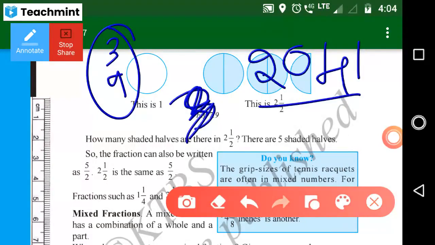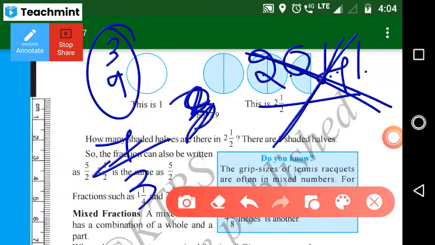2 plus 0, 2. 2 plus 4, 6. 6 plus 1, 7. 7, is it divisible by 3? No, ma'am. Then it is not divisible by 3.